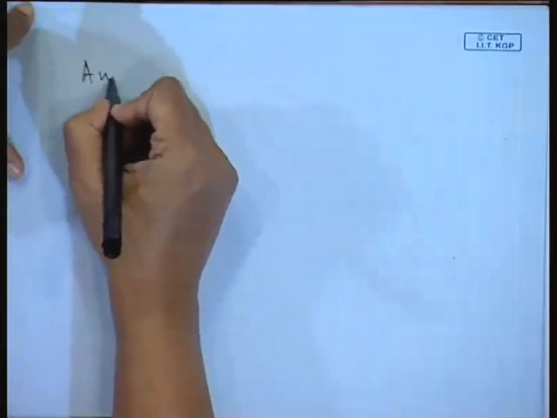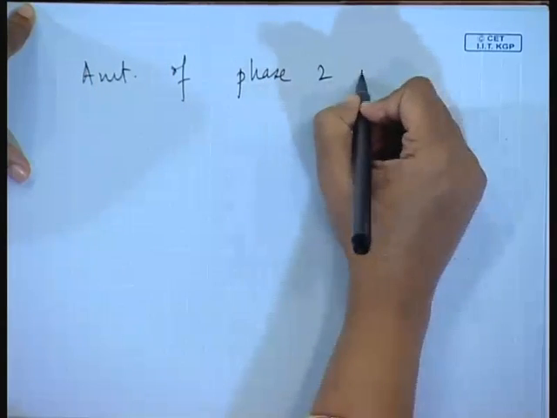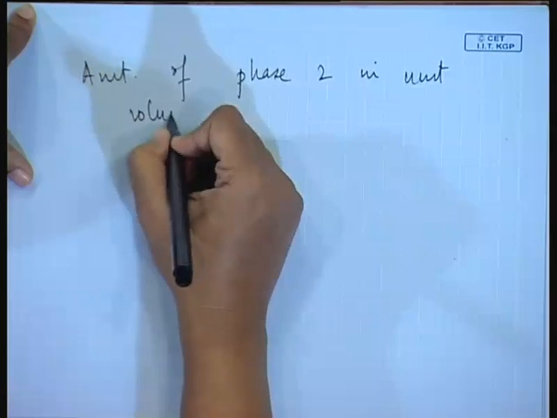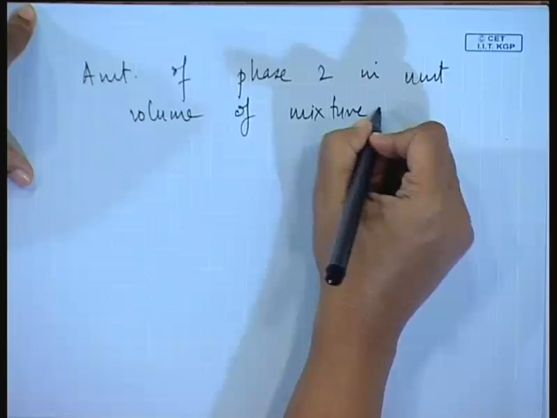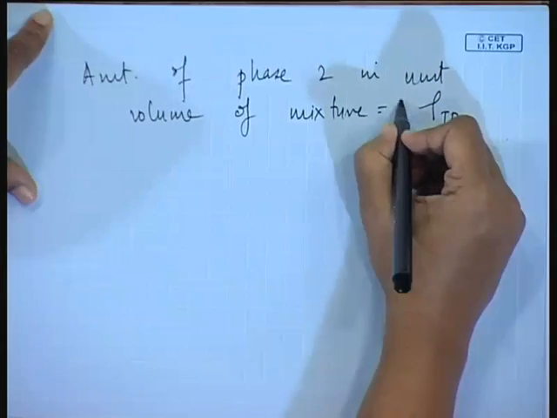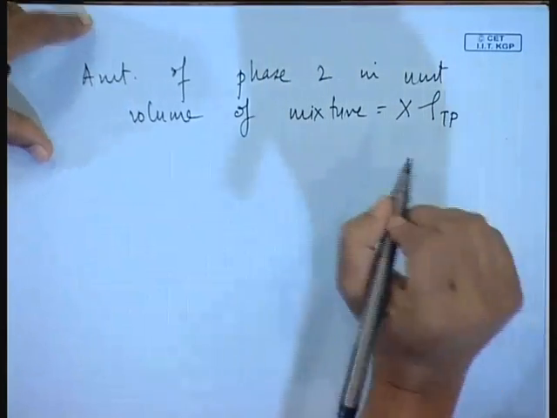Fine. So, therefore, the amount of phase 2 in unit volume of mixture is the total weight of the mixture and the mass fraction of it. Now, you see on this reverse. In this particular unit volume, what is the volume of phase 2? Alpha. Think and say, what is the total volume of phase 2 in unit volume of the mixture? It is the volume fraction of phase 2 in the mixture. X is mass fraction, alpha is volume fraction. Agreed?